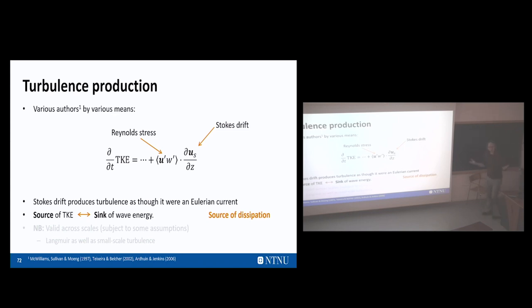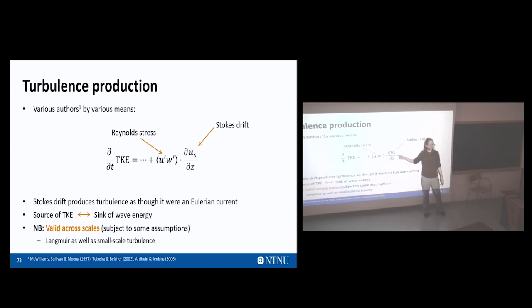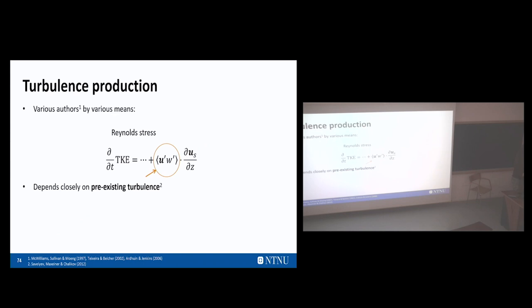But of course, if it's a source of turbulent kinetic energy, then it's also a sink of wave energy. This is something that has been pointed out. I don't know to what extent it's been implemented in models, but it is a point. But also note that there is no information here about the scales, really. That's all in what your averaging operation is. So at what scales can you go ahead and use this? Well, it does depend closely on pre-existing turbulence.